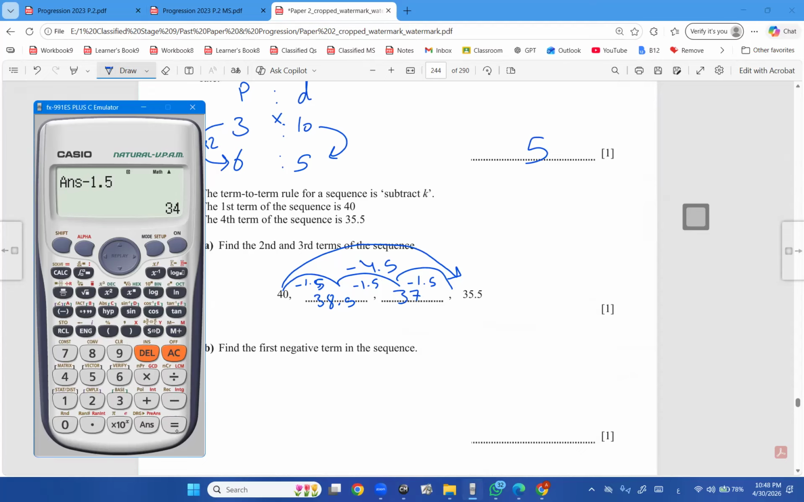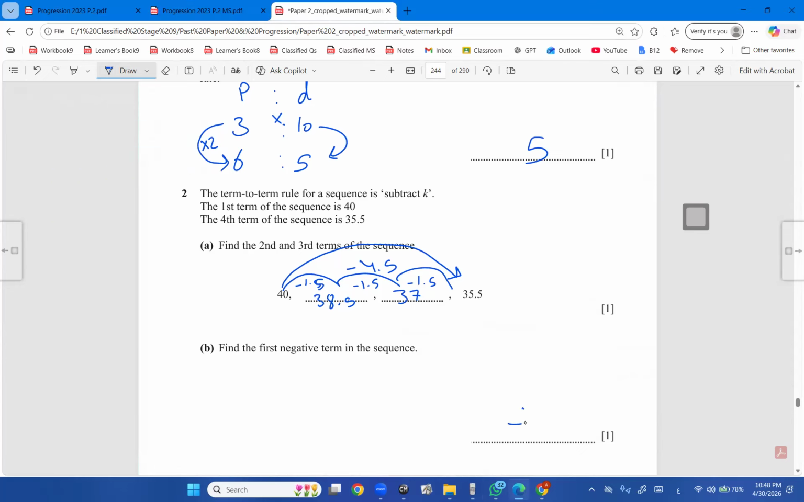After that, press equals again, equals again, equals again. You find that it is subtracting exactly 1.5 until you reach negative half. So negative half is the first negative number that you reach.